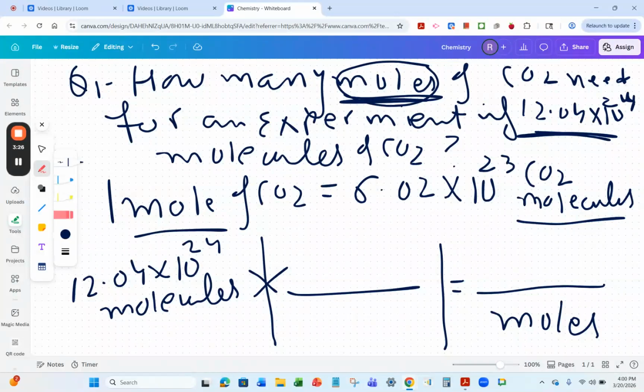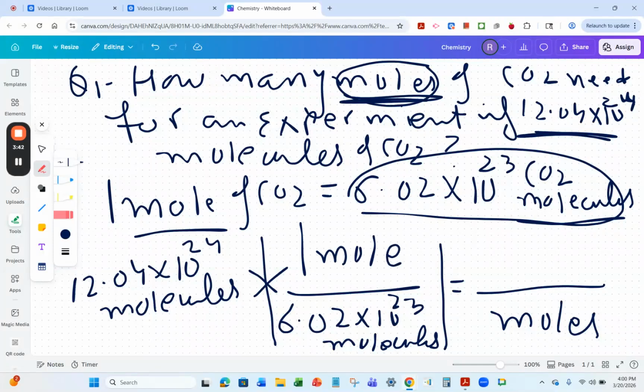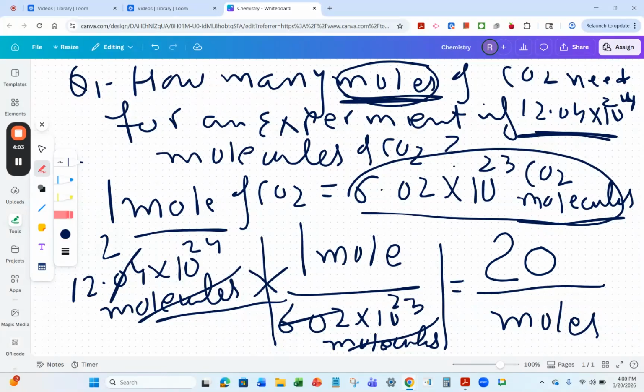We know we want to cancel the molecules, so the right hand side will be your denominator. We will write 6.02 times 10 to the power 23 molecules as a denominator. Write down 1 mole as a numerator at the top. Molecules are cancelled, and the rest is your calculator part. You can see it's pretty easy. Your answer is 20 moles. So 20 moles of carbon dioxide we need for your experiment.